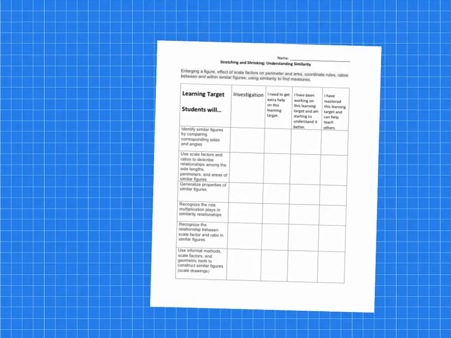Number 2B and 2C go along with the learning target of recognizing the role multiplication plays in similarity relationships. And with 2B and also with 2C, you were figuring out what the scale factor was from the smaller triangle to the larger triangle, and then from the larger triangle to the smaller triangle. So really think about, how did you feel when you were working through those problems? Did you need extra help? Have you been working on it and you're starting to understand it? Or could you check off the last column of mastering this learning target and can help teach others?